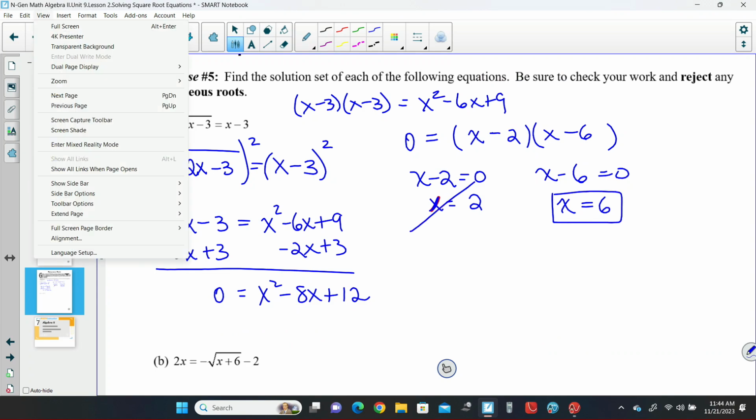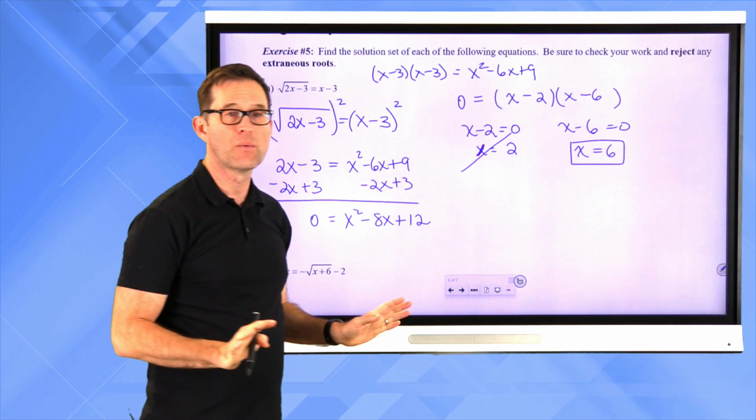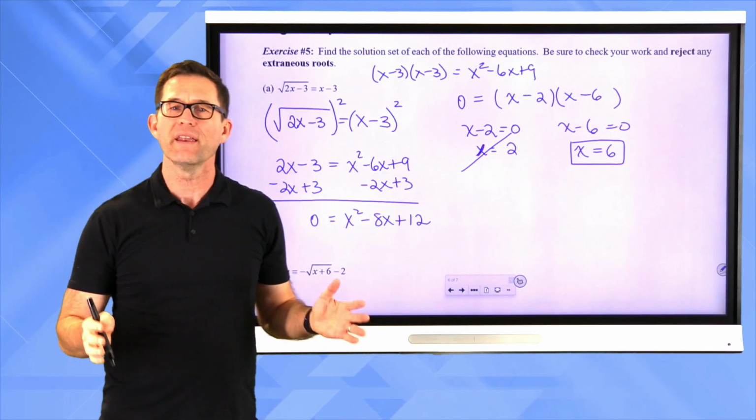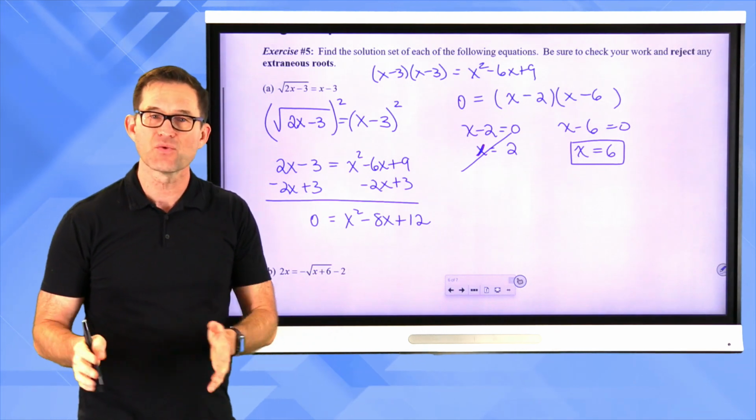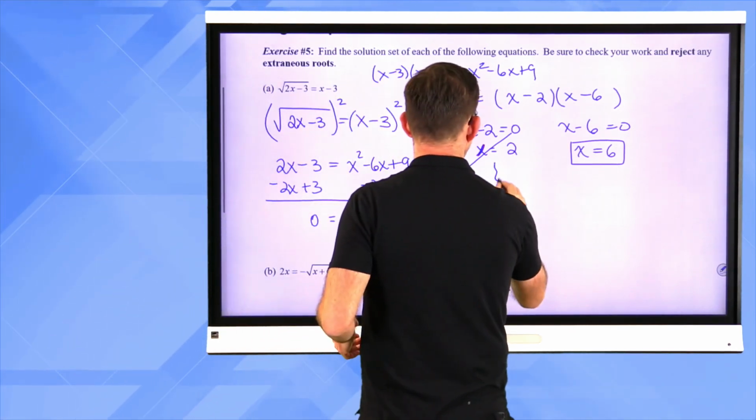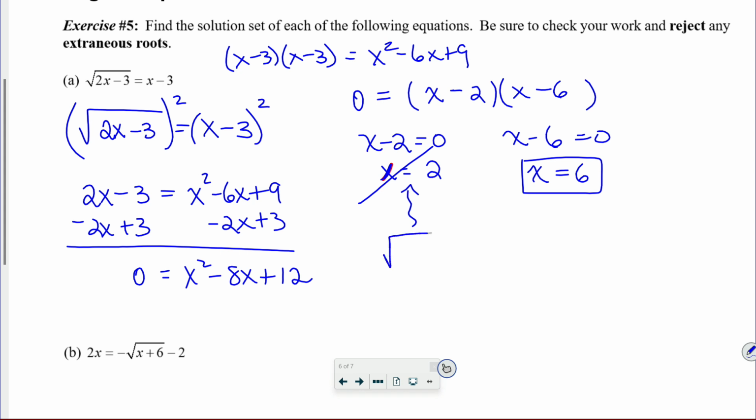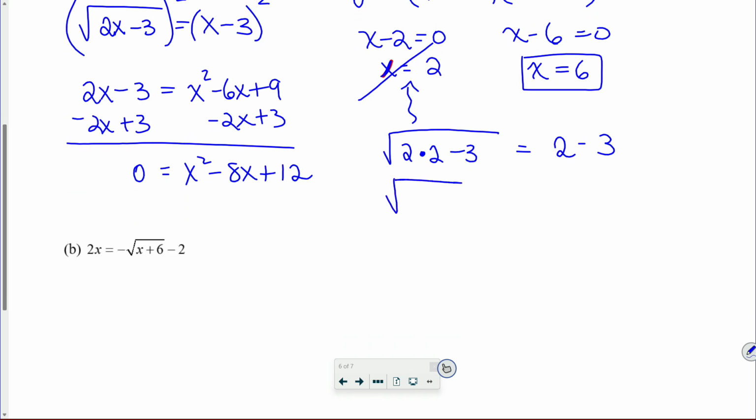But real quick, let's do the check by hand on x equals 2 just to show why it is, in fact, an extraneous root. So if I do this check by hand, I would have the square root of 2 times 2 minus 3 is equal to 2 minus 3. Here I would have 2 times 2, which is 4, minus 3 under the square root is equal to negative 1. Here I'd have the square root of 1 is equal to negative 1, and 1 is equal to negative 1.